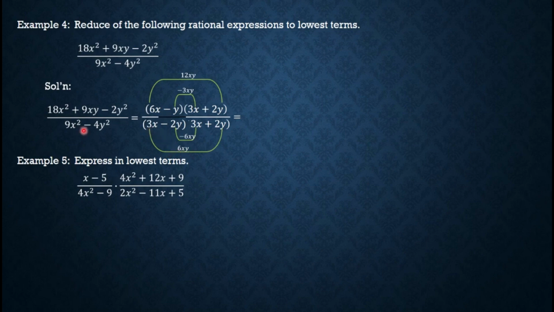So, 3x times 3x is equal to 9x squared. Negative 2y times 2y is equal to negative 4y squared. We have the same value in the denominator and numerator, so let us cancel. So, it can be canceled. Next, the final answer is the quantity 6x minus y over 3x minus 2y.